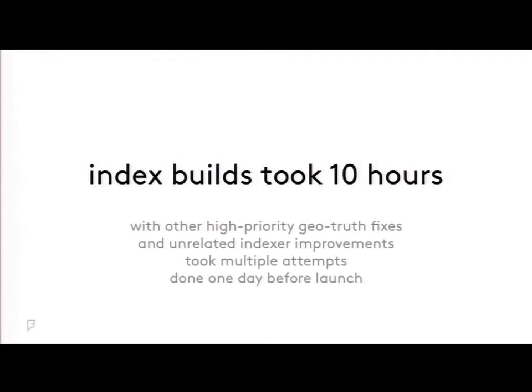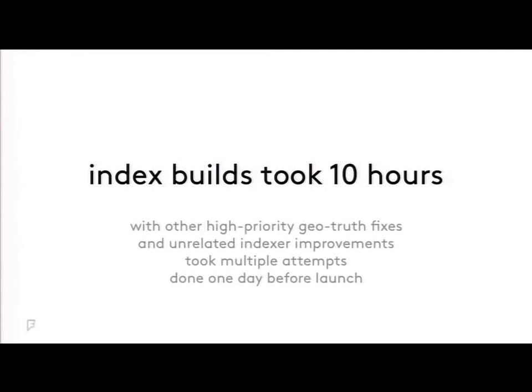I was working on other geotruth fixes, which were changes to shapes of neighborhoods in New York and Seattle, if I remember correctly. And unrelated to any of this, I was working on indexer improvements. They had nothing to do with the upcoming release, right? And I had to build a new index, which at the time took about 10 hours. But the changes I was working on to the indexer were not really ready for showtime, so this took multiple attempts. And I had to keep fixing bugs as I went along.